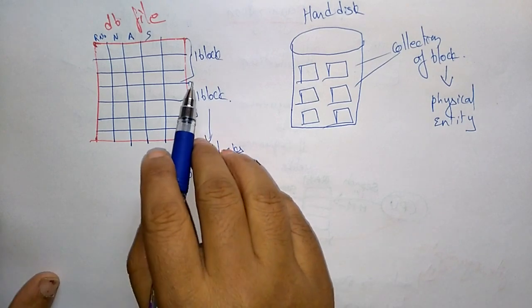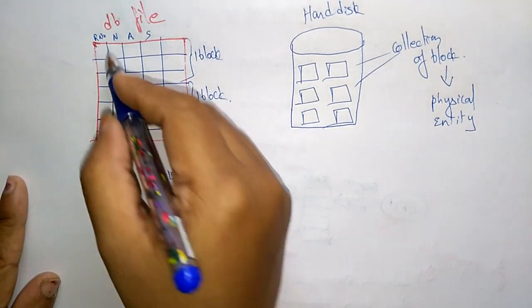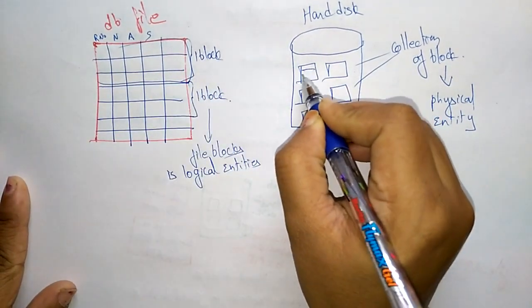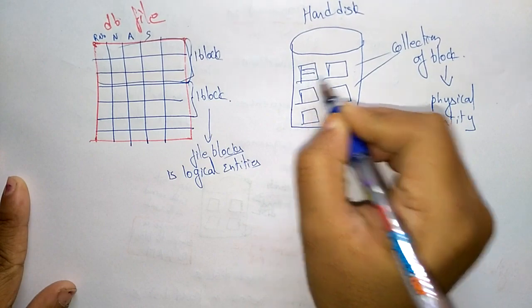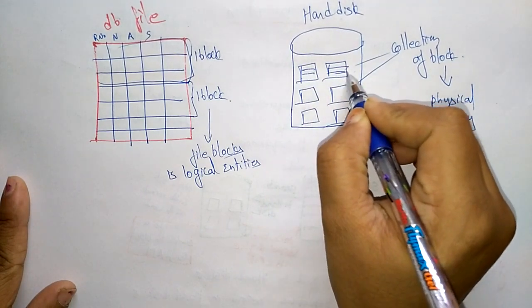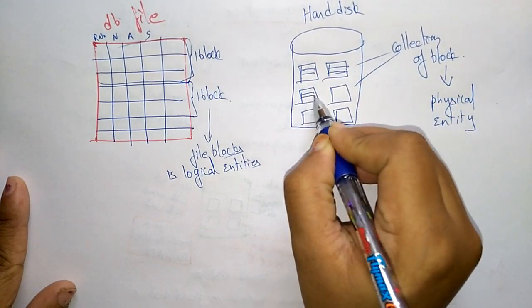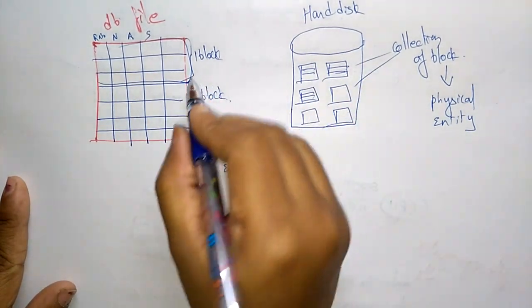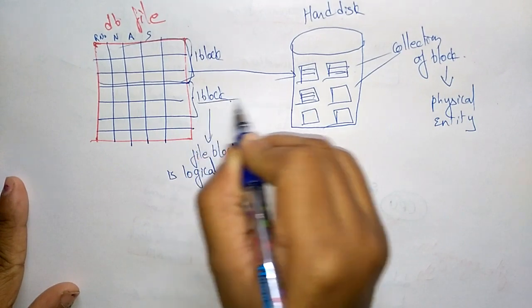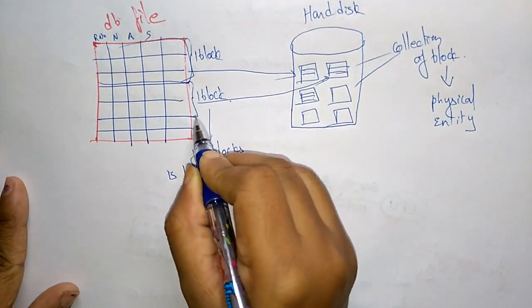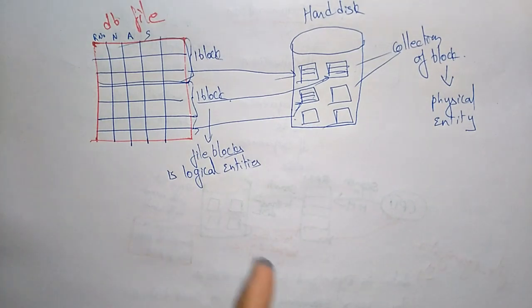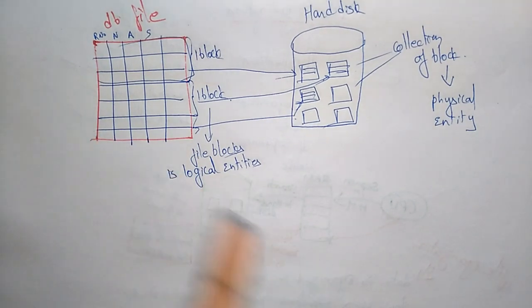So this is one block. Here each 3 records will be placed in one block: 1, 2, 3, and the next 3 records will be placed in another block, like that. One block is stored here, and the next is stored here, like that. So this is how the data is stored. The database files are stored in the hard disk.